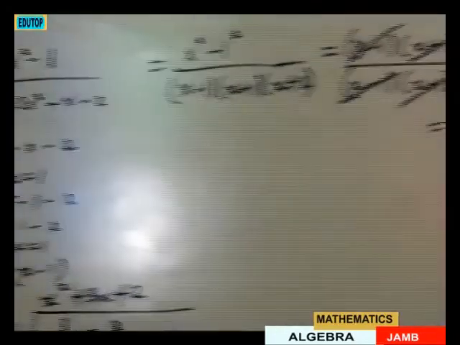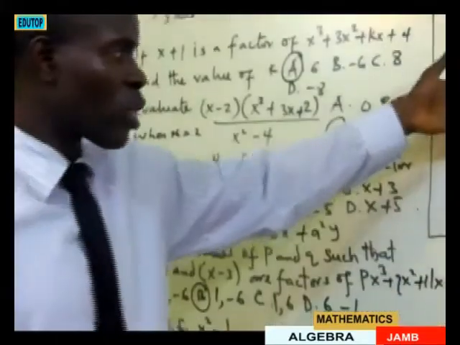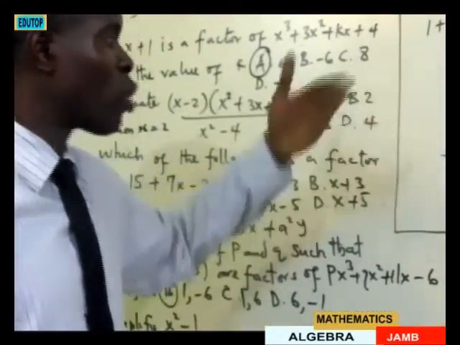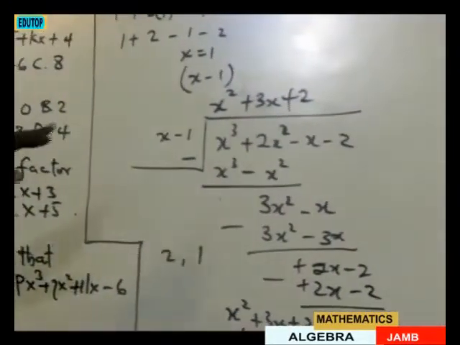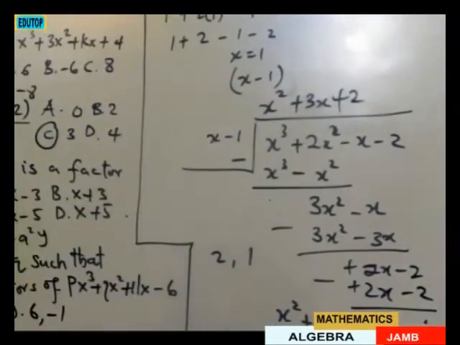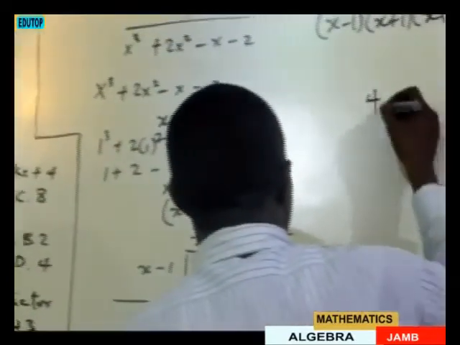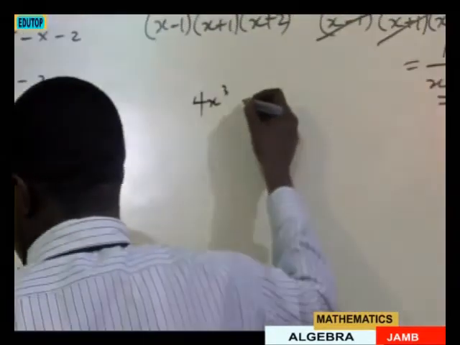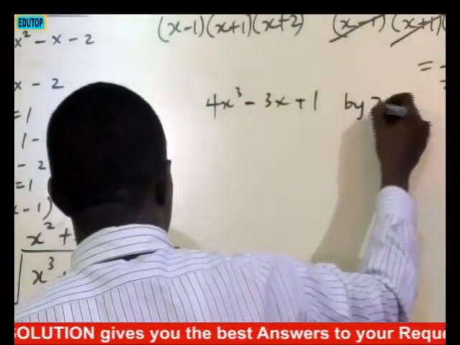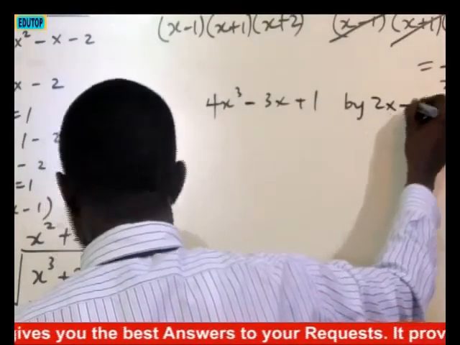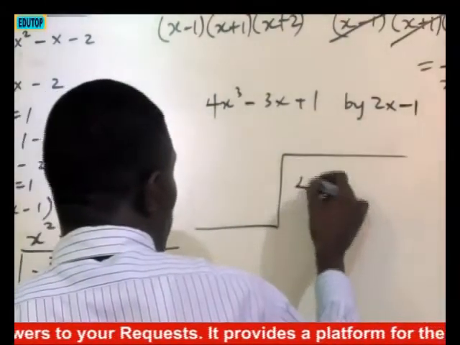Question 16 says divide this by this. So we use long division method directly, just like the case of this. So at this point, you can see that most of the questions are structured on the use of what? Long division method to simplify a complex situation to what? A simpler situation. Look at what we have. So we have to divide 4x cubed minus 3x plus 1 by 2x minus 1. So what do I resolve into? Long division method.